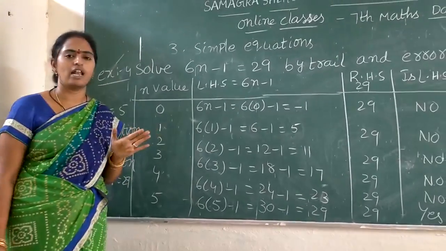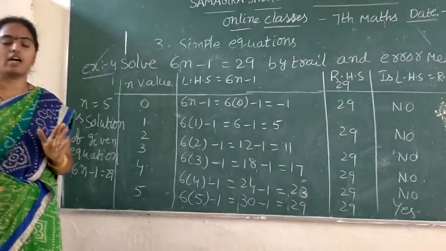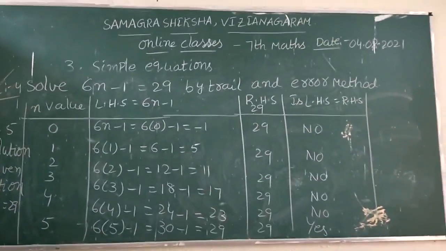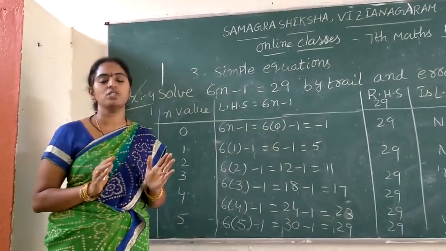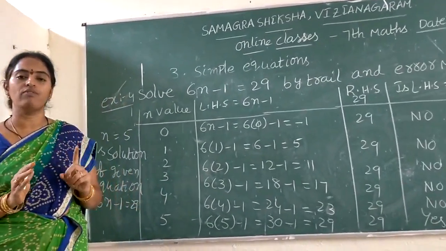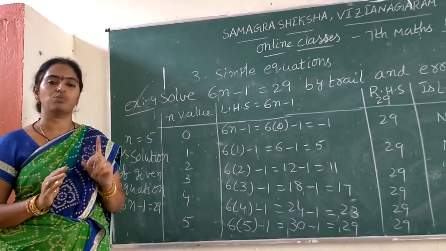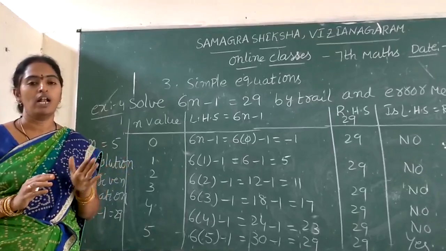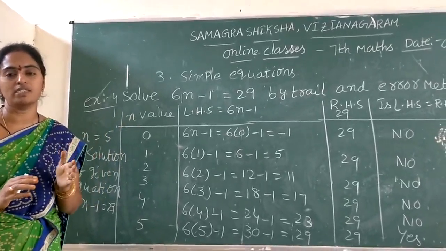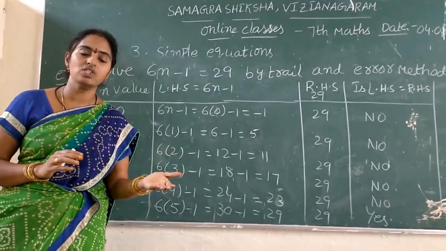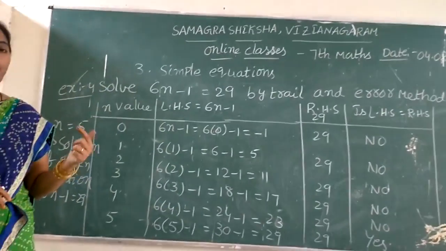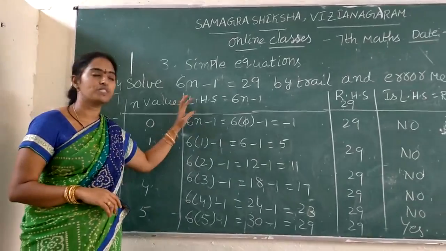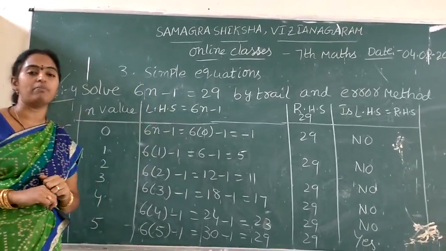Okay children, understand. In this class first we have learned about simple equation. What is a simple equation? The equation which has only one variable having power 1 is said to be a simple equation. And next we have learned how to convert a mathematical statement into a simple equation. After that we also learned the conversion of a simple equation into a mathematical statement.